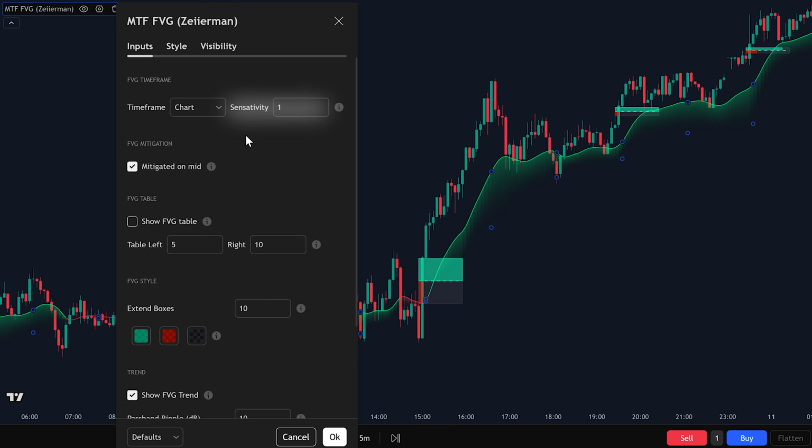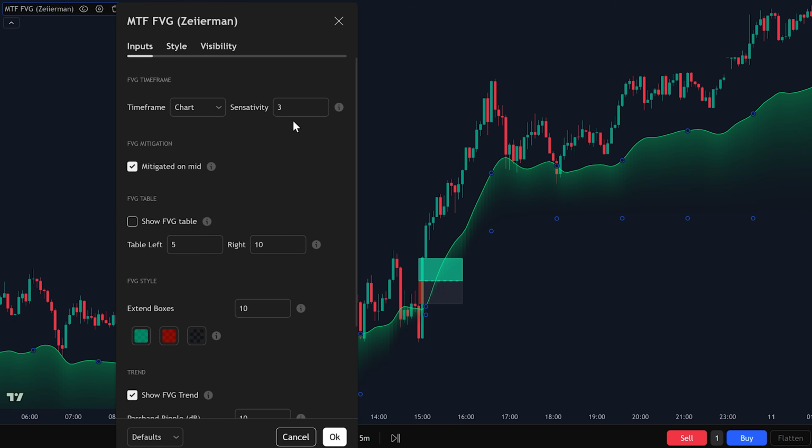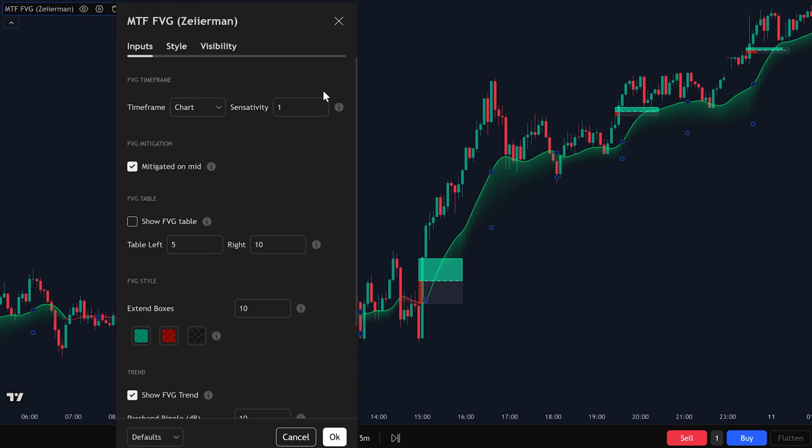Next is the sensitivity setting. This controls how strong a price move needs to be before a gap is shown. If you increase the sensitivity, the indicator will only show strong and clear gaps. This helps remove weak signals and keeps your chart clean. If you decrease the sensitivity, the indicator will show more gaps, including weaker ones. This gives more signals, but also adds more noise. Lower sensitivity is useful if you want to see every gap, even the small ones.